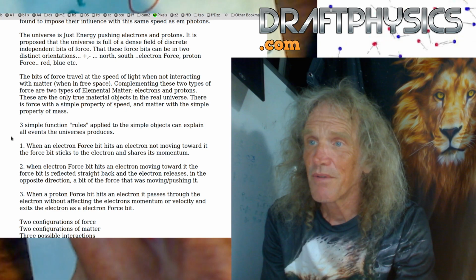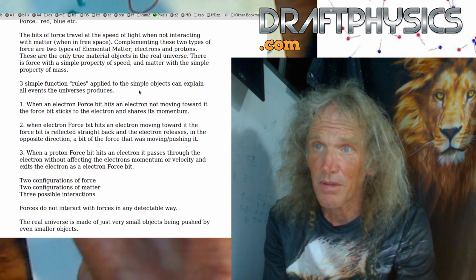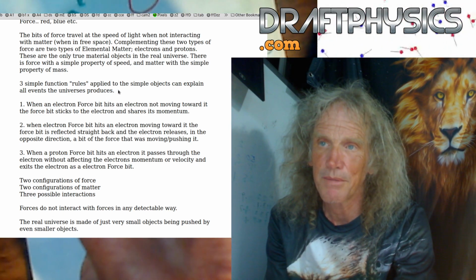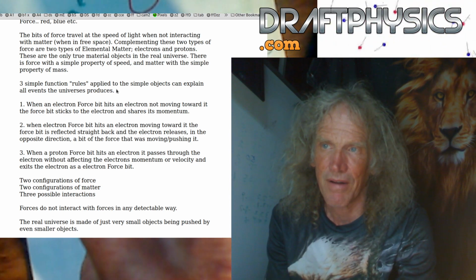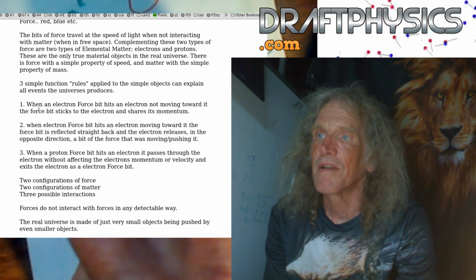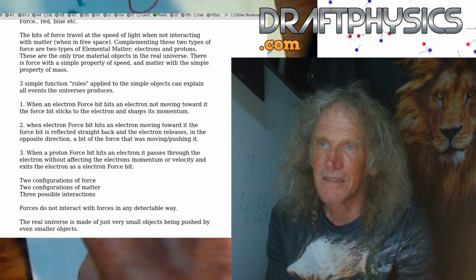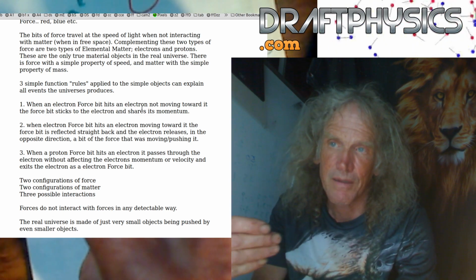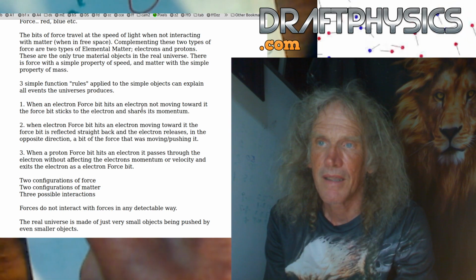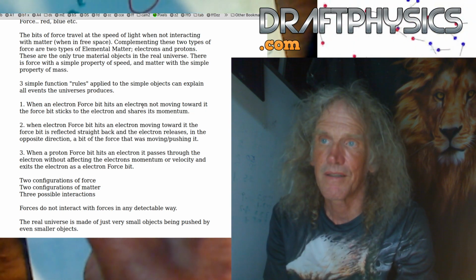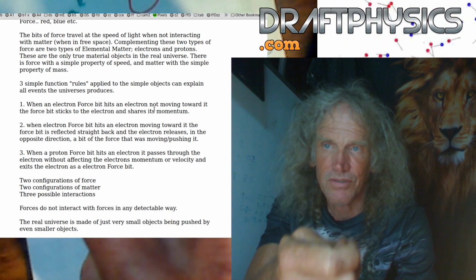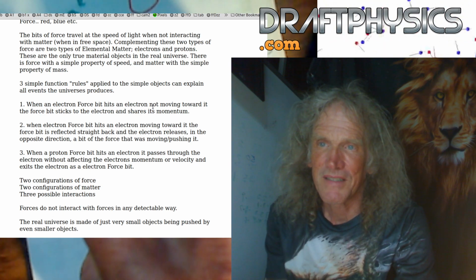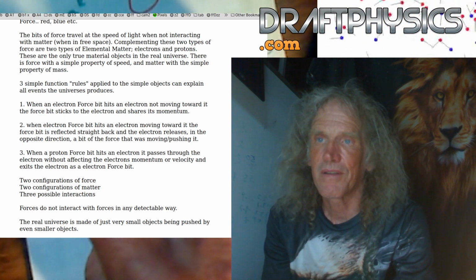Three simple function rules applied to the simple objects can explain all events the universe produces. So everything that happens in the universe happens because of these three rules and how electrons and protons interact with the force. Rule one: when an electron force bit hits an electron, so it's a blue bit going to hit a blue object, and the object is not moving toward it, so it's moving away or standing still, and the force bit's heading right for it and is now going to interact with it.